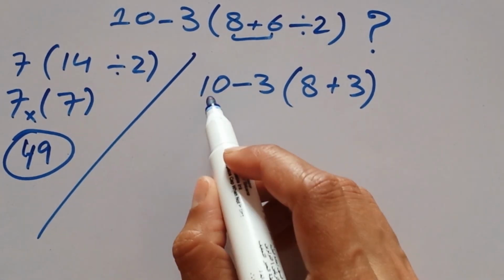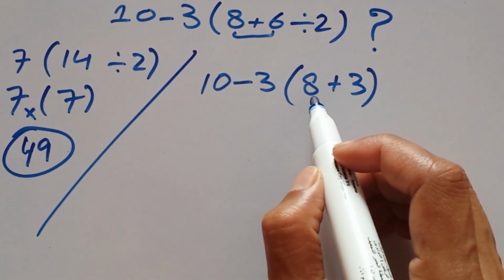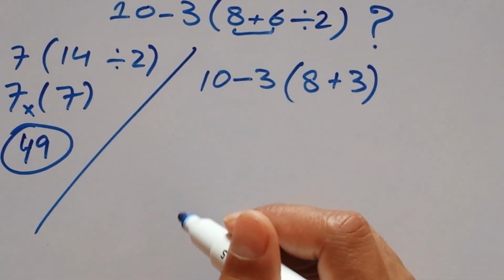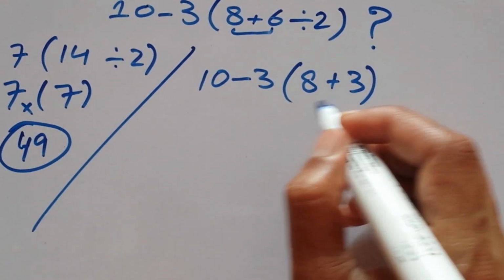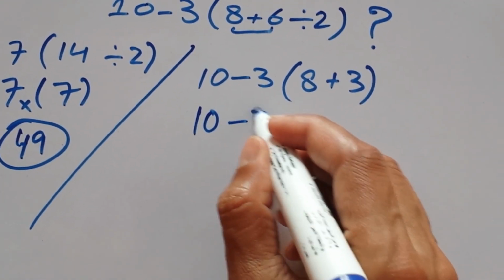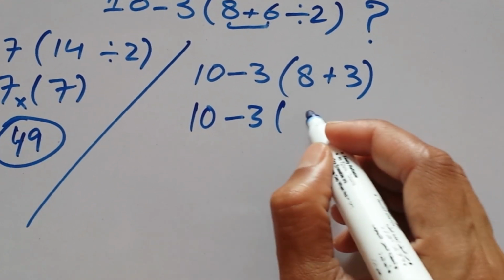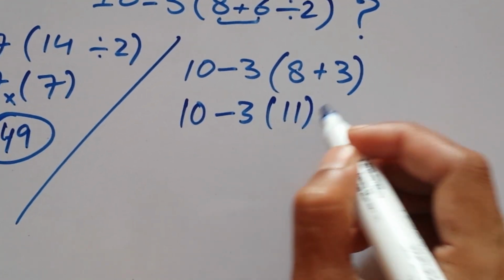Now 10 minus 3 and 8 plus 3. So inside, 8 plus 3 equals 11, right?